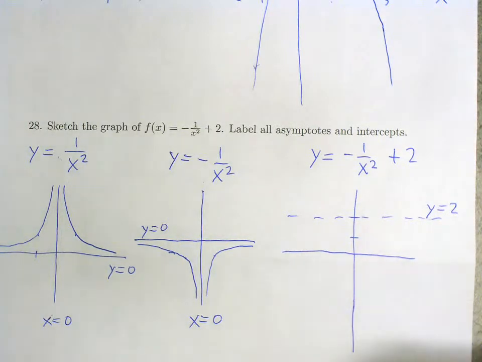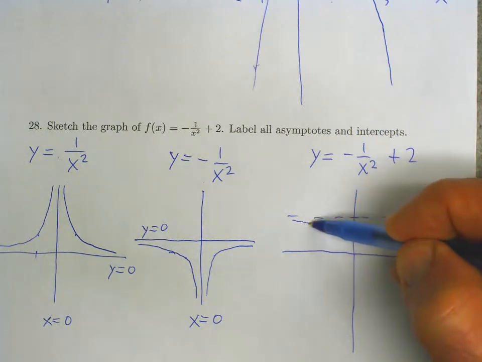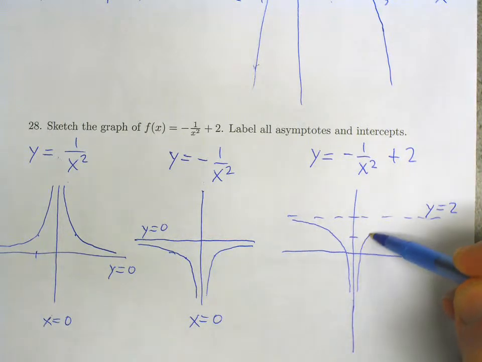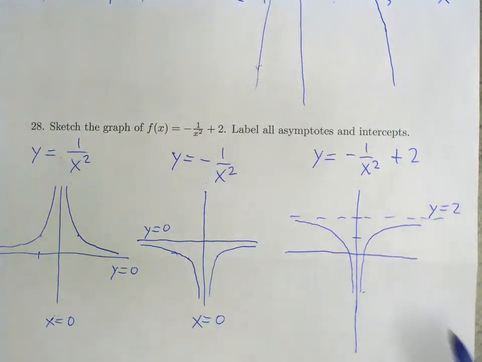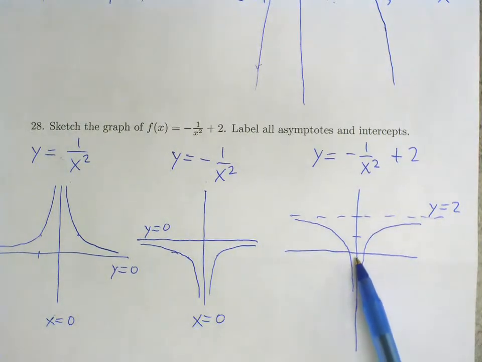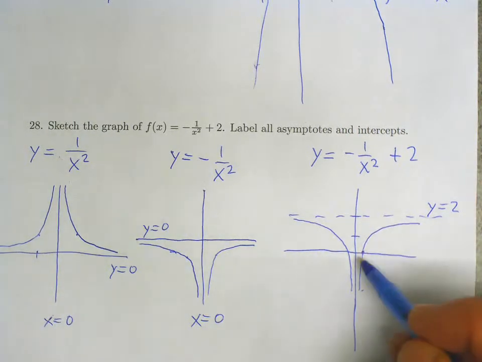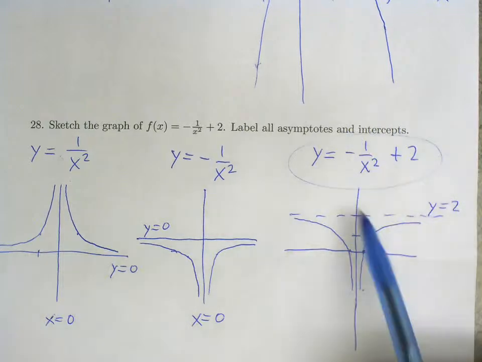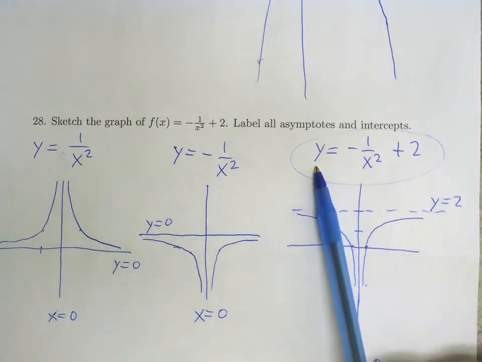The vertical asymptote is still x equals 0. And then the graph does something like this. So we have two x-intercepts. So how do we find the x-intercepts? Every x-intercept has a y-coordinate of 0. So we can find the x-intercepts from this equation if we replace y with 0 and solve for x.